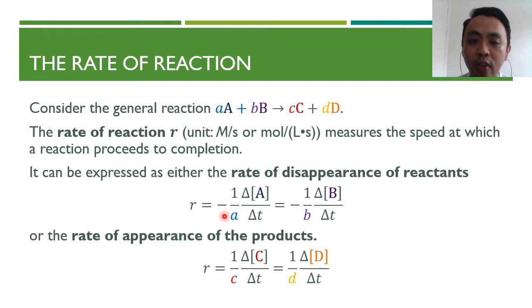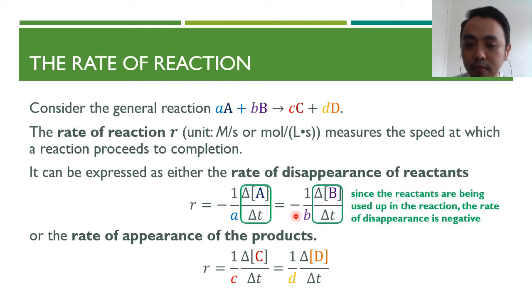Note here that for the rate of disappearance of reactants, we put a negative sign before the delta terms. The negative sign here indicates the following. Namely, that since the reactants are being used up in the reaction, the rate of disappearance should have a negative sign. That is to say, the amounts of the reactants A and B are decreasing as the reaction progresses.